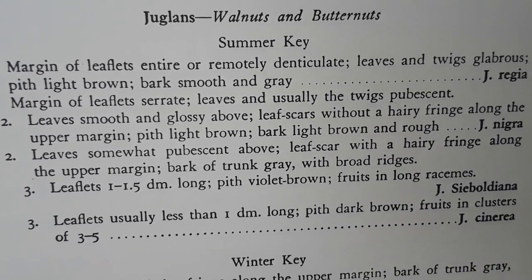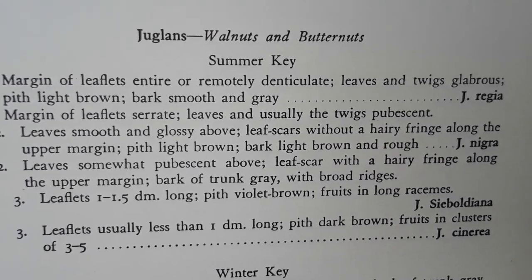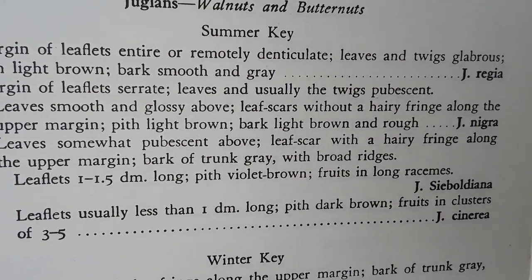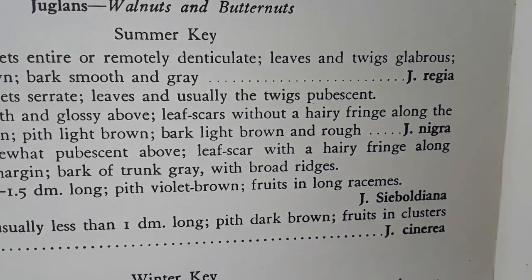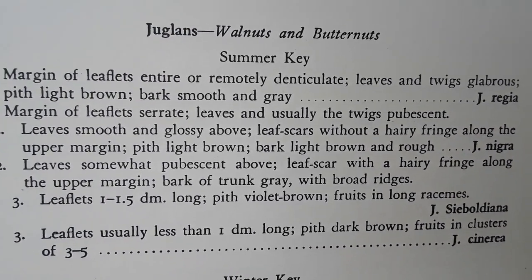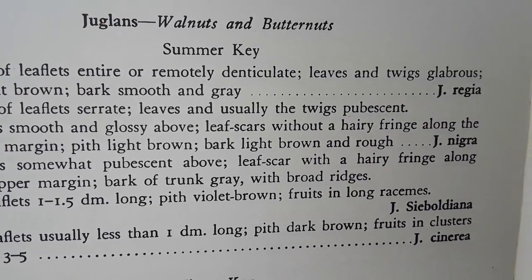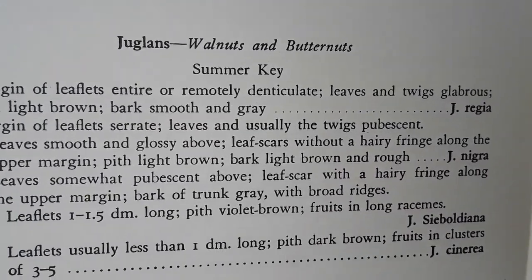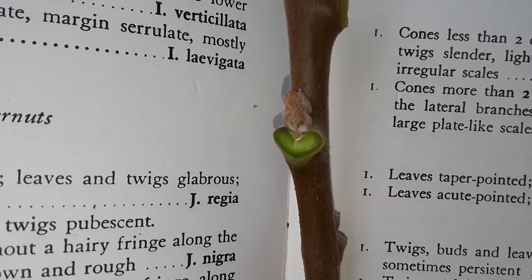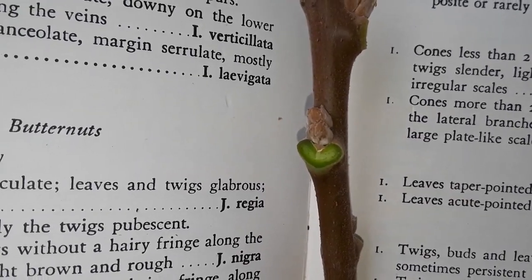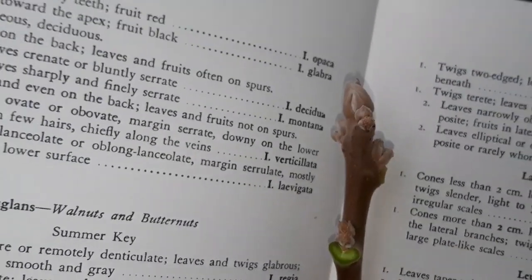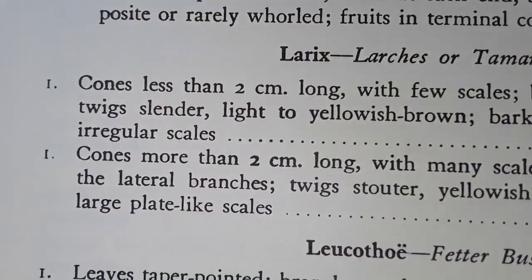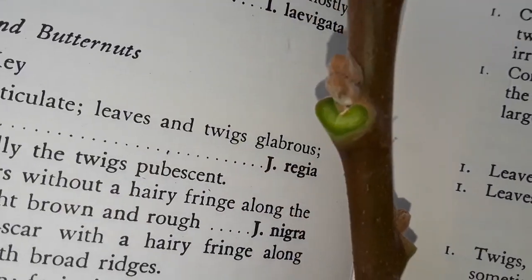Leaves smooth and glossy above. Are they smooth or are they somewhat pubescent? Look at the leaf scar. Does it have a hairy fringe? Okay. And the pith we know is light brown, bark light brown and rough. Yes. Hold on. Let's take a look at the leaf scars. Okay, so here's a leaf scar, the point of dehiscence for the leaf. This is where the leaf would drop. And I looked at it under the scope. It does not have any hairs.